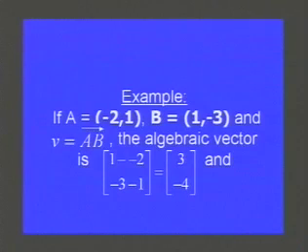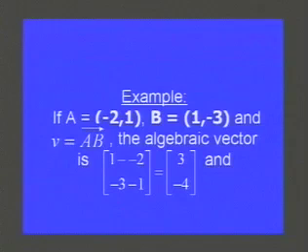For example, if a is -2, 1, and b is 1, -3, and v is the vector going from a to b, the algebraic vector would be, remember we start with the x value of b, so I'd do 1 minus -2, which is 3, and then I'd start with the y value of b, which is -3, and then minus 1, so I get -4. So the algebraic vector would be 3, -4.